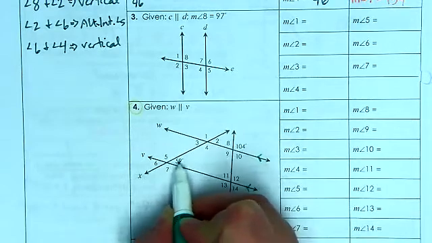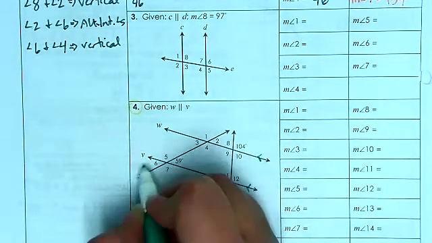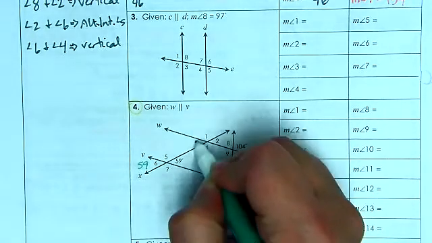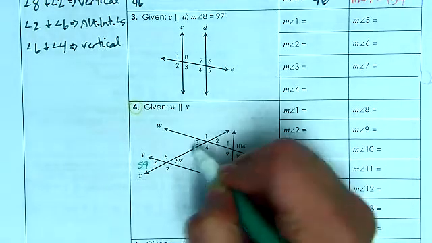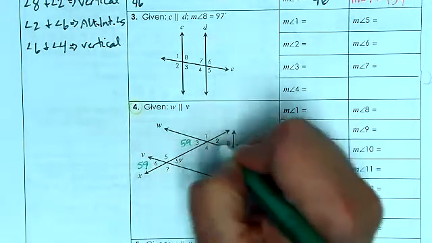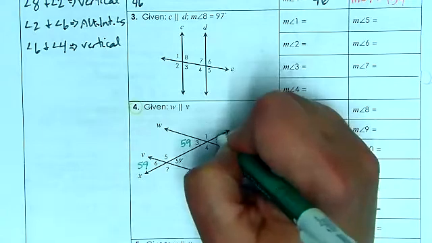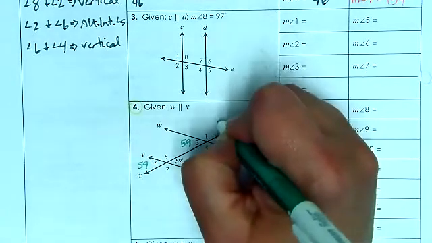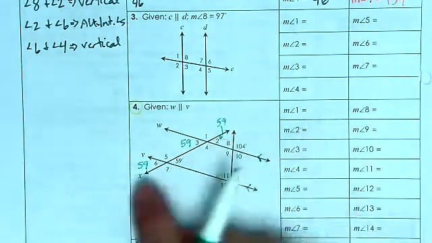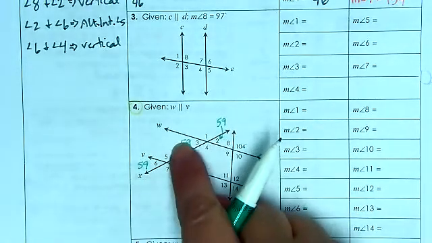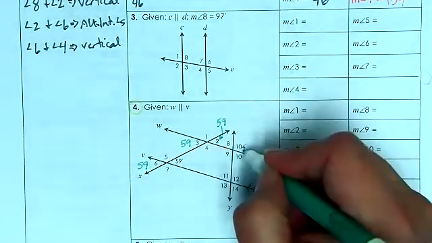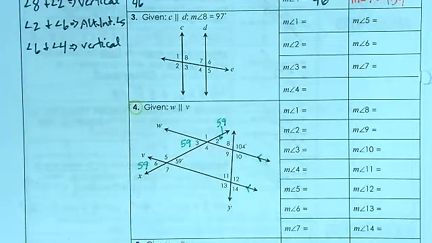Okay, if 59 is this angle, that means 6 is 59. These two are alternate interior angles. So this is 59. 3 and 2 are vertical angles. So this is 59. Okay, that's this one transversal. Notice the zigzag. Okay, now I'm going to talk about this transversal.